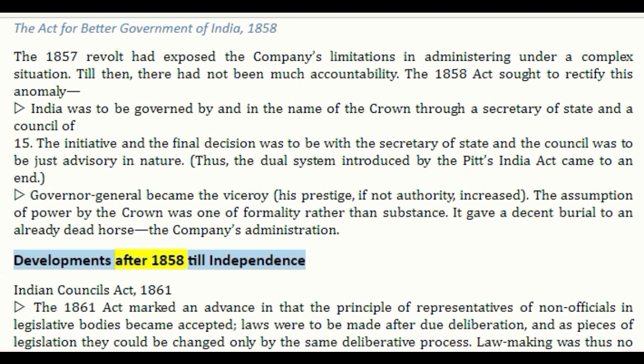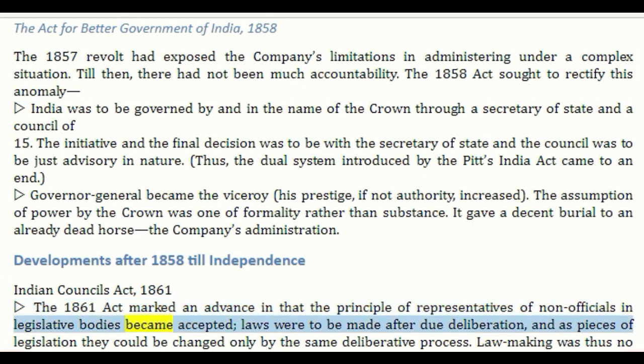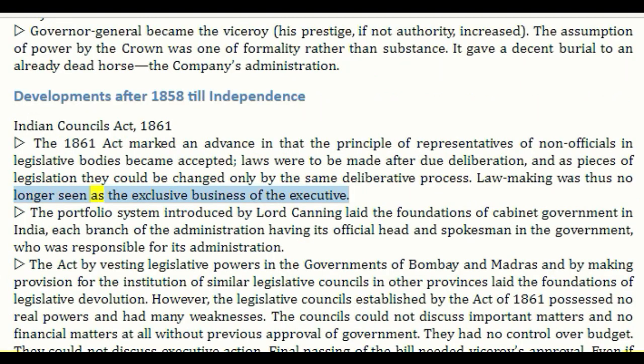Developments after 1858 till independence. Indian Councils Act, 1861. The 1861 Act marked an advance, in that the principle of representatives of non-officials in legislative bodies became accepted. Laws were to be made after due deliberation, and as pieces of legislation they could be changed only by the same deliberative process. Lawmaking was thus no longer seen as the exclusive business of the executive.